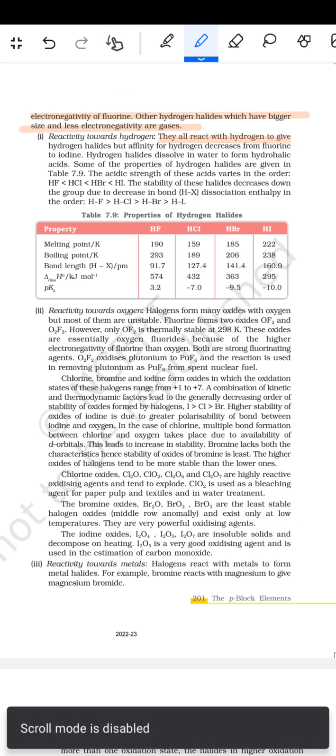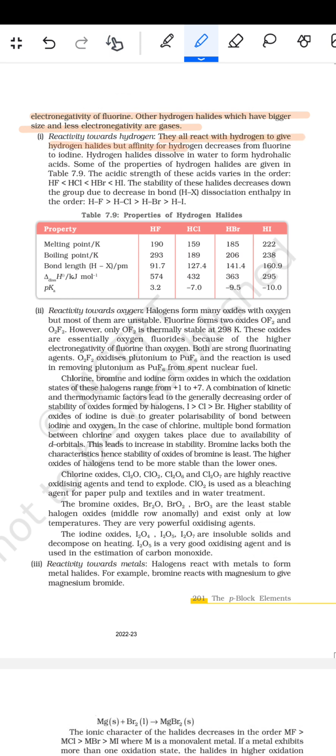They all react with hydrogen to give the hydrogen halides, but the affinity for hydrogen decreases from fluorine to iodine. Hydrogen halides dissolve in water to form hydrohalic acids. Some of the properties of the hydrogen halides are given in table 7.9. The acidic strength of the acids varies in the order of HI, then HBr, then HCl, then HF. The stability of these halides decreases down the group due to the decrease in the bond dissociation enthalpy in the order of HF, then less HCl, then less HBr and lowest HI.